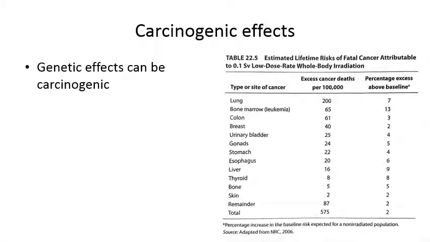Genetic effects are related to carcinogenicity. The carcinogenic effects of ionizing radiation have been documented extensively by the manifestation of skin cancers and leukemia among pioneer radiation workers in the 20th century, carcinomas of the respiratory tract in underground hard rock miners, and cancers of many organs in the atomic bomb survivors. The table shows the estimated lifetime risk of fatal cancer attributable to low-dose rate whole-body radiation.